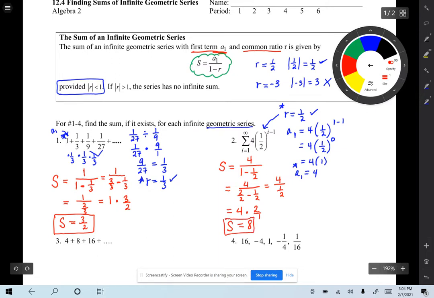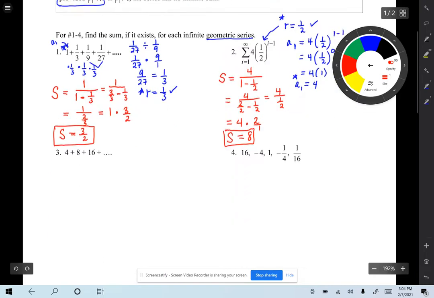Not too bad. At least the formula is not complicated. So it makes the problems pretty simple as long as you pay attention to R and actually see if you need to go on any further.